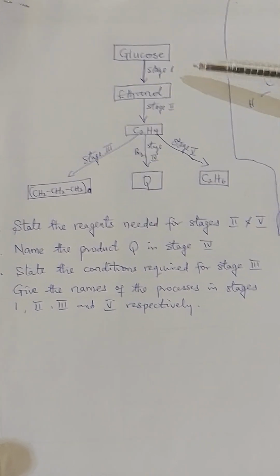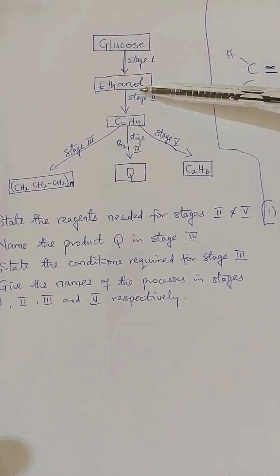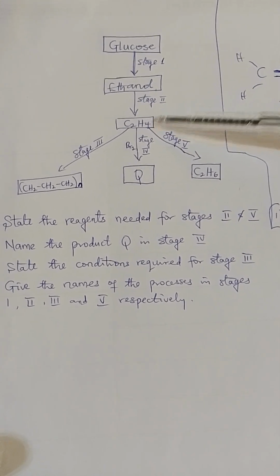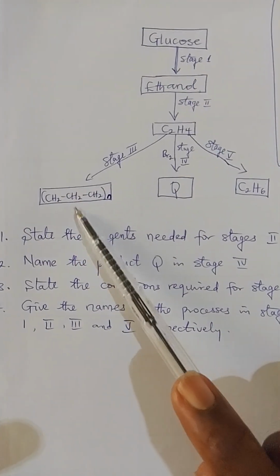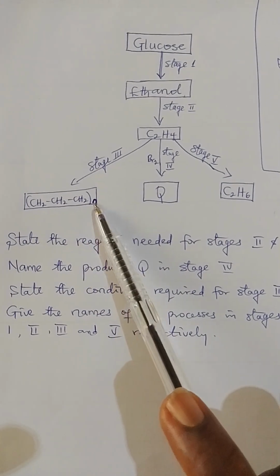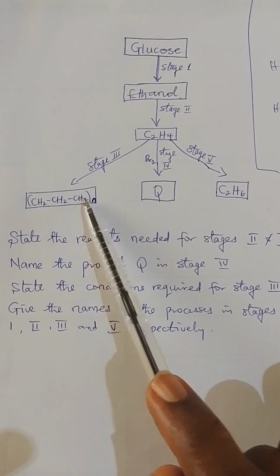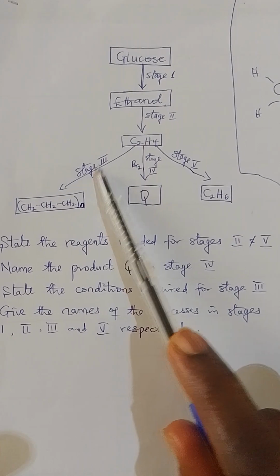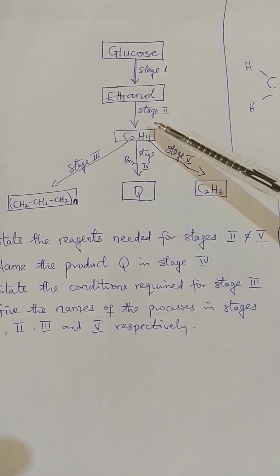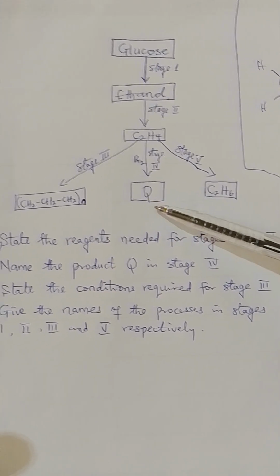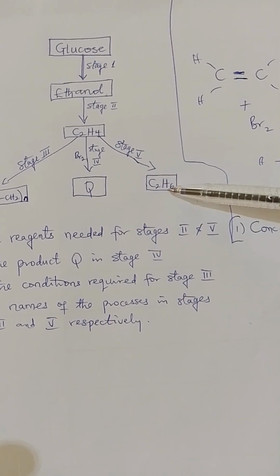Okay, so now we have a chart here starting from glucose through stage 1 to ethanol, from ethanol to ethene, the one with ene, that's stage 2, and ethene to multiples of CH2 that are attached in brackets with a letter N. This N symbolizes the number of these that can come together to form whatever it forms. That's stage 3. As we proceed, I will let you understand what that means. And stage 4 is a bromination reaction where there's addition of bromine to ethene to form a compound that they say is letter Q. That's your stage 4. And your stage 5 is ethene changing to ethane.